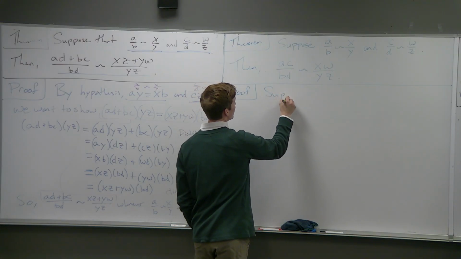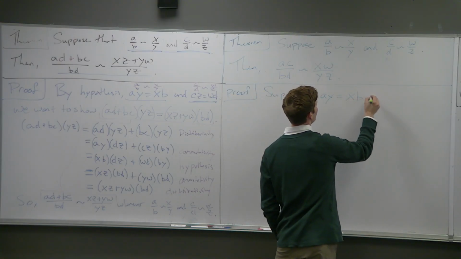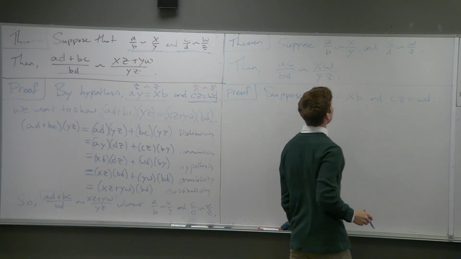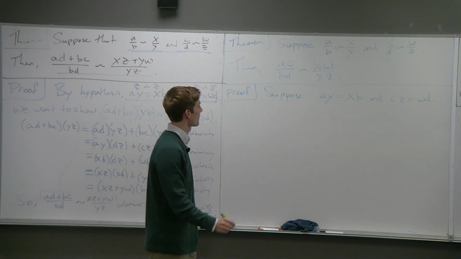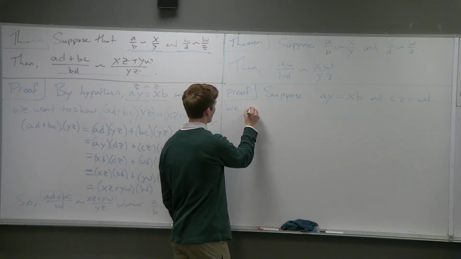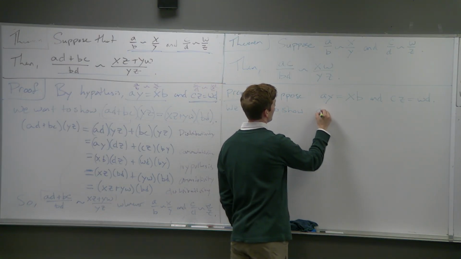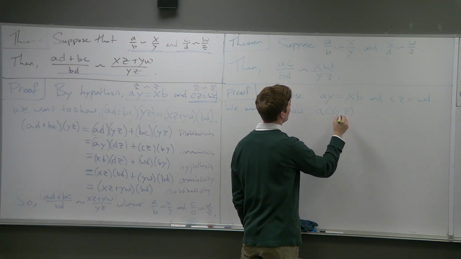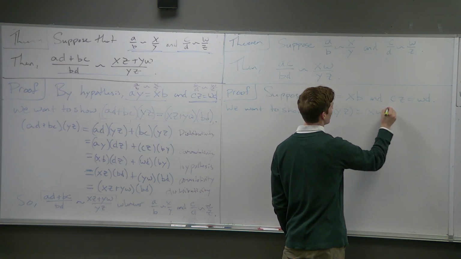So suppose AY is equal to XB and CZ is equal to WD. That is, suppose our hypotheses. Okay. We want to show that ACYZ is equal to XWBD.